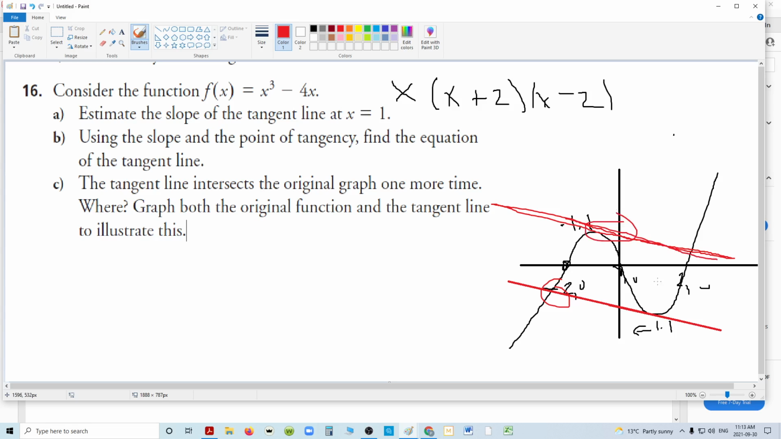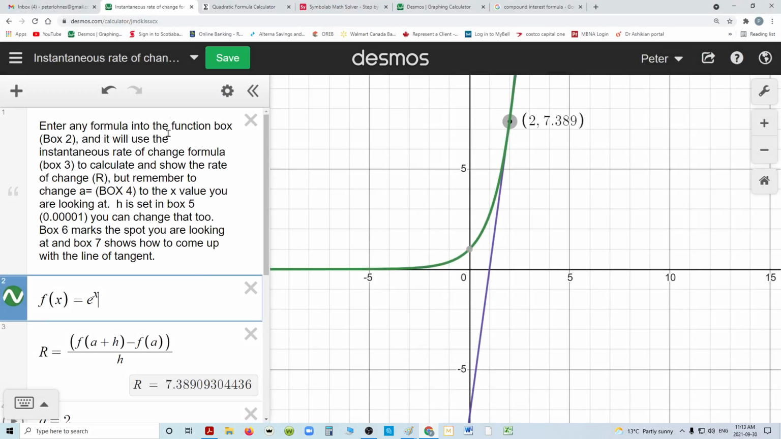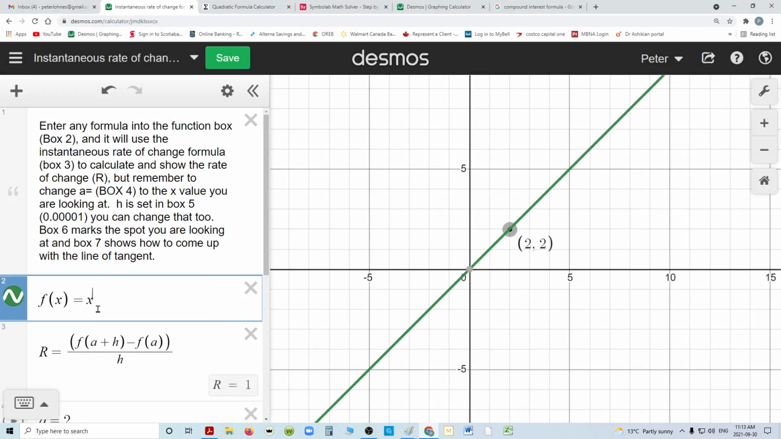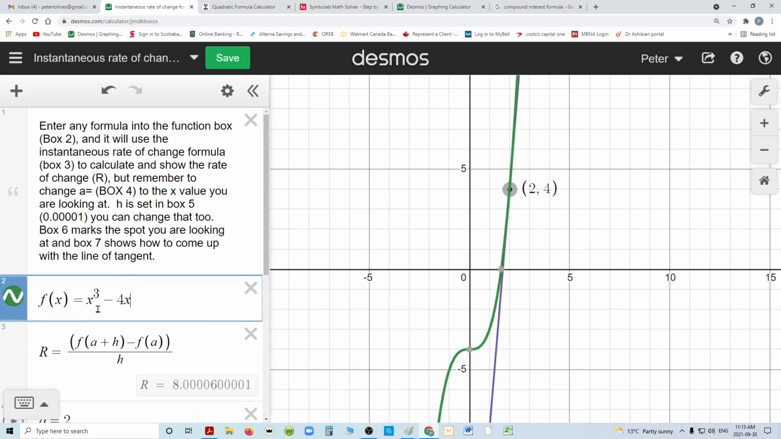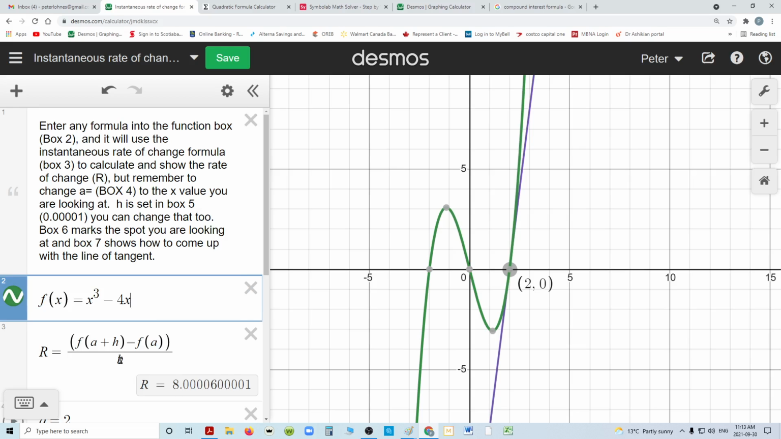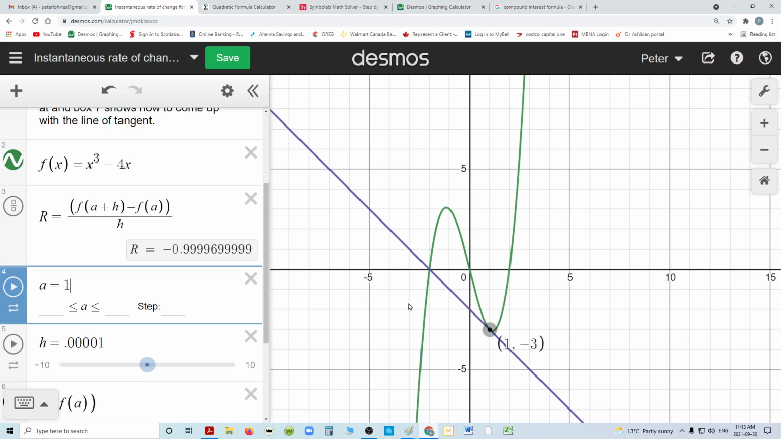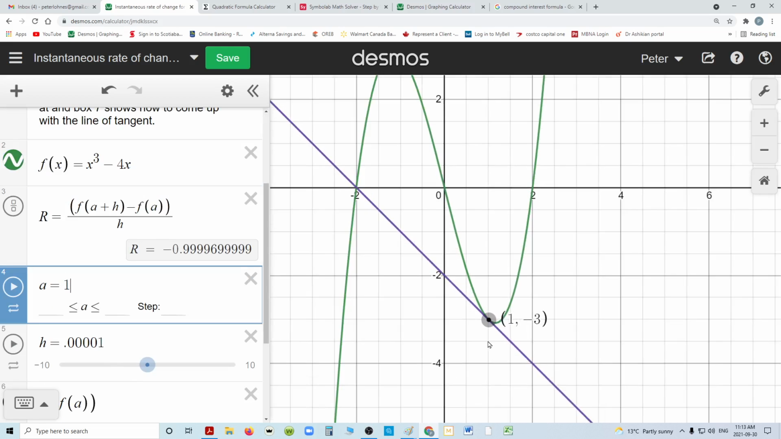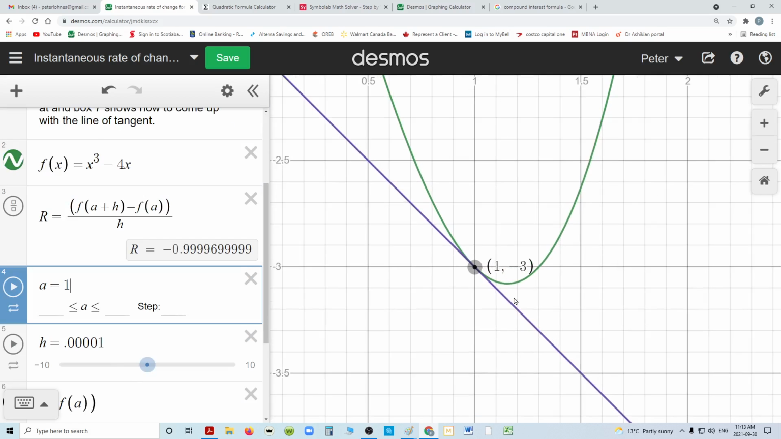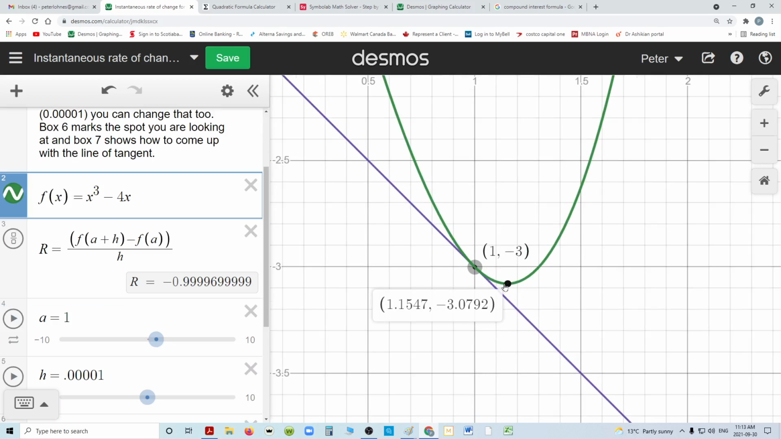You can discover both of these. All we need to find out is the rate of change of this tangent line, find out the formula of this tangent line. So let's go through it. Let's estimate the slope. Well, normally you would use h, but I'm just going to use my formula for x cubed minus 4x. There's my function, and I'm going to use an x of 1. Sure enough, as predicted, it's just to the left of that.